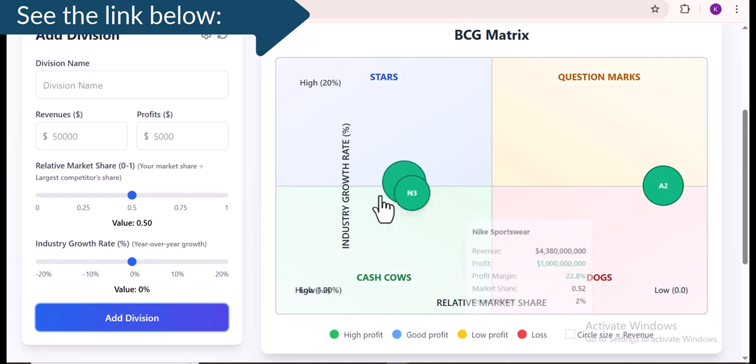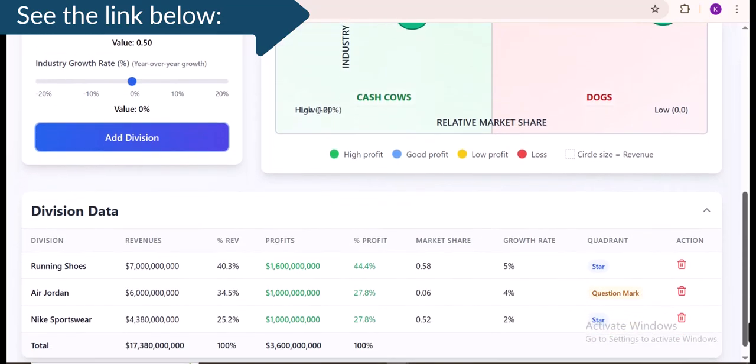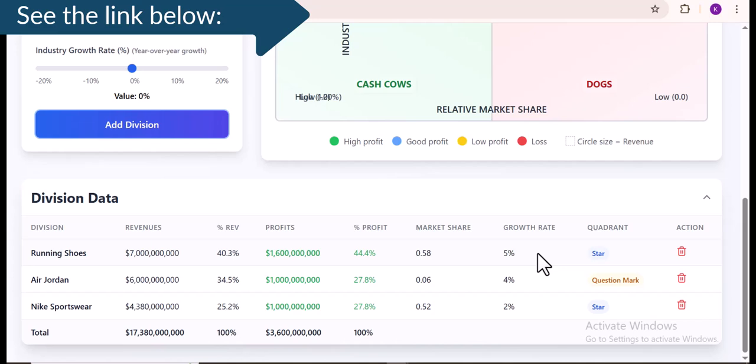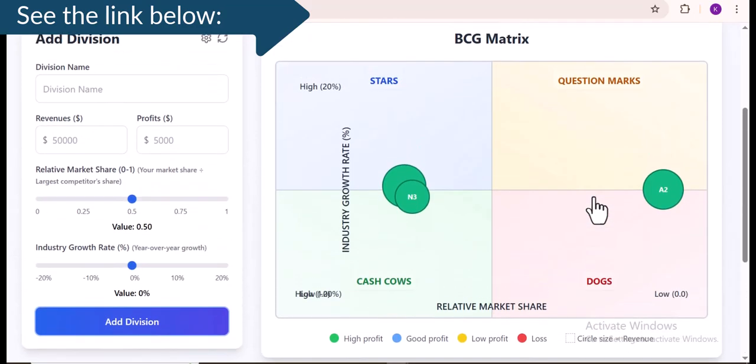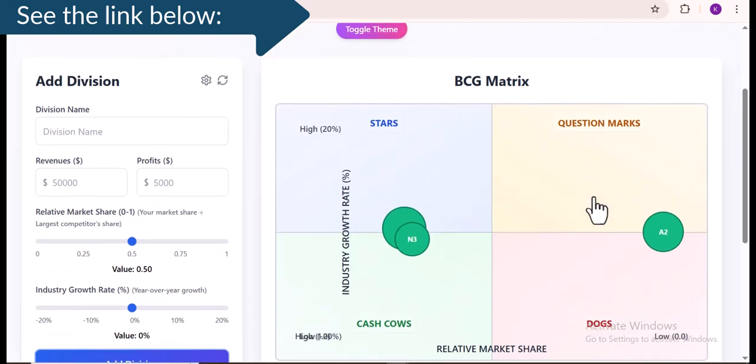So finally, we have come up with this table, and you can see that the quadrants in which these three products are falling are mentioned in the last column. The first product is a star product. The second one, Air Jordan, is a question mark, and Nike Sportswear is also coming under the star product. So you can get the idea how you can actually draw the BCG matrix.